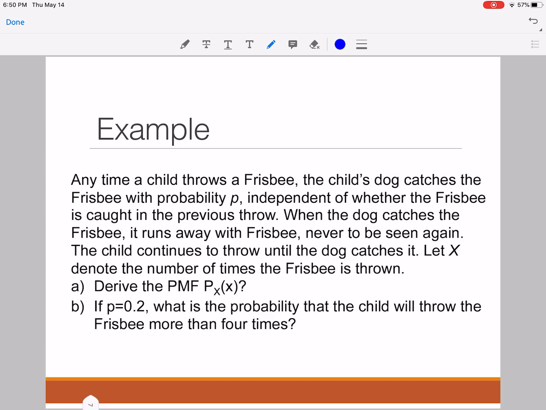Now remember, the probability mass function is a generalized probability formula for a given problem. So what you can do is find the probability that x is equal to 1, find the probability that x is equal to 2, find the probability that x is equal to 3, meaning that the child throws the frisbee 3 times, and on the third throw, the dog catches the frisbee and runs away. You will see a pattern emerging. Generalize that pattern in terms of x. That will give you the probability mass function. So please pause your video here and work on this problem. Another hint is to apply tree diagrams. Once you're ready, you can unpause your video and I can show you the solution.